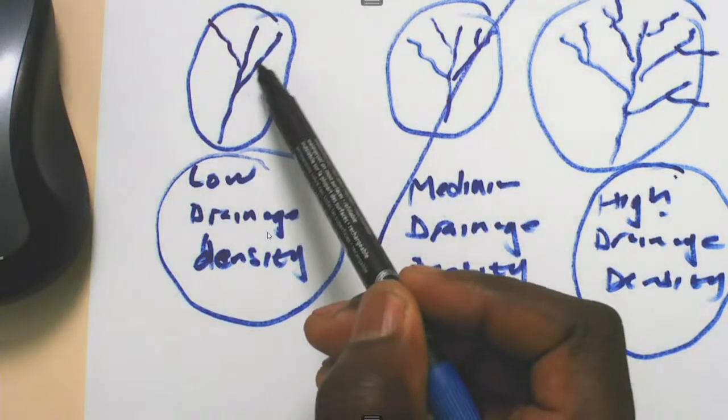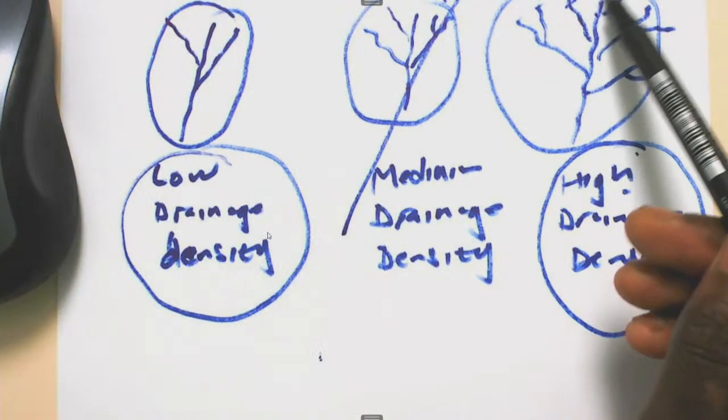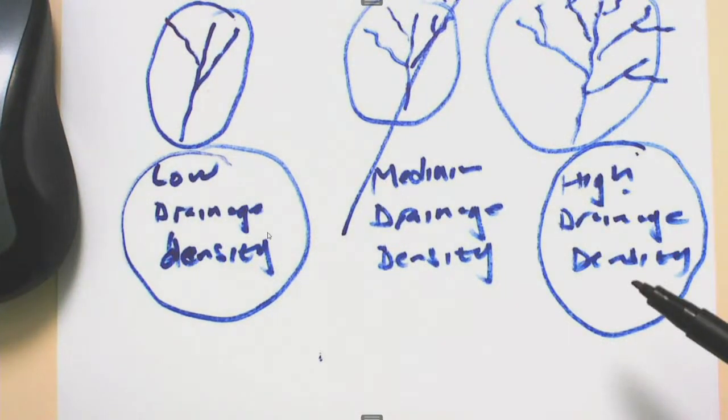Why are we having small streams here? The number of streams here is small compared to the number of streams over here in the high drainage density. What caused that? If you go back, then we'll see that.